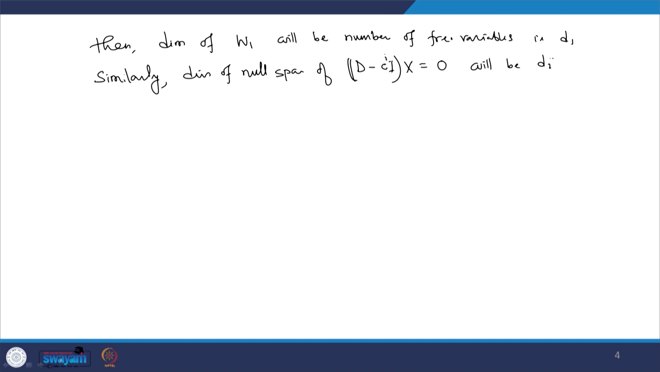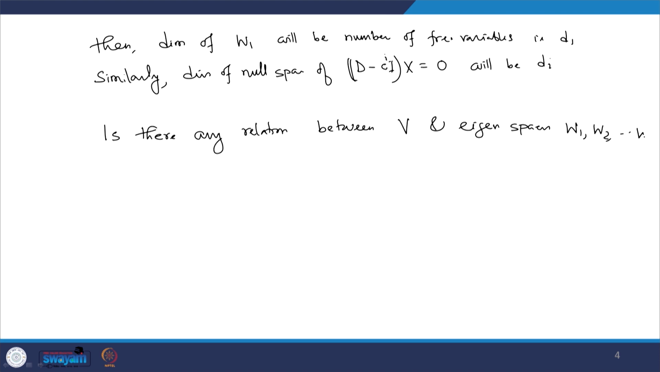Fine. Now, we are curious to know, is there any relation between V, over which the operator is defined, and the eigenspaces W 1, W 2, W k? The null space of D minus C I is basically the eigenspace of the eigenvalue C I, the eigenspace related to the eigenvalue C I, please. So, this is the question: is there any relation between V and the eigenspaces W 1, W 2, W k? That is the question, please.